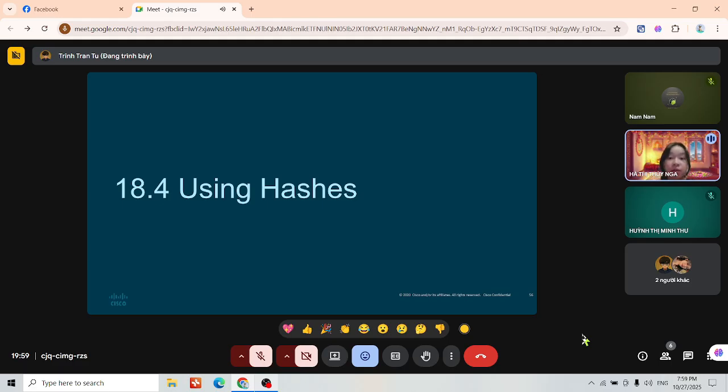I'm Nga and will continue with part 18.4, using hashes. In this part, we see how hashing is actually used to create hash values for files and verify if a file has been tampered with or not.